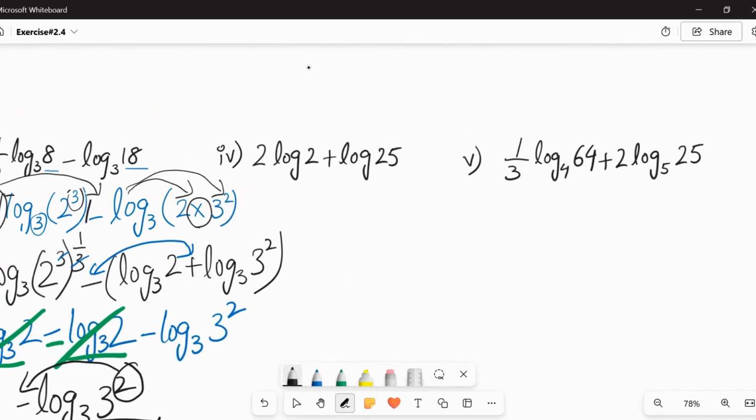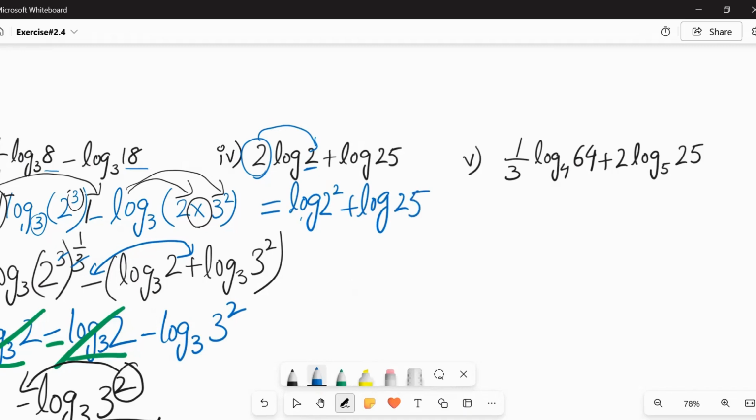In question number 4, we have 2 log 2 plus log 25. So let's see how we can solve it. First, we'll apply the property in the first term, and we know that before log, if you have a power, we will shift it here. So we'll write it like this, log 2 power 2 plus log 25.